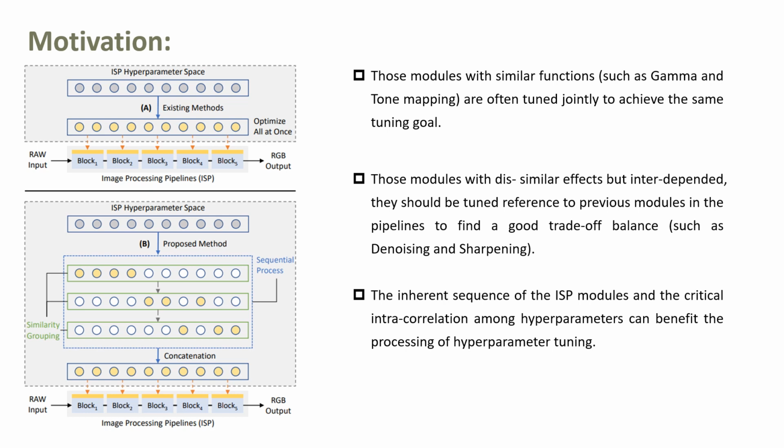Those modules with similar functions are often tuned jointly to achieve the same tuning goal. Those modules with dissimilar effects but interdependent should be tuned with reference to previous modules in the pipeline to find a good trade-off balance. Our proposed method first decouples ISP structural knowledge and treats ISP tuning as a sequential prediction problem. It is effective to introduce sequence information and similarity relations in the high-dimensional hyperparameter space.